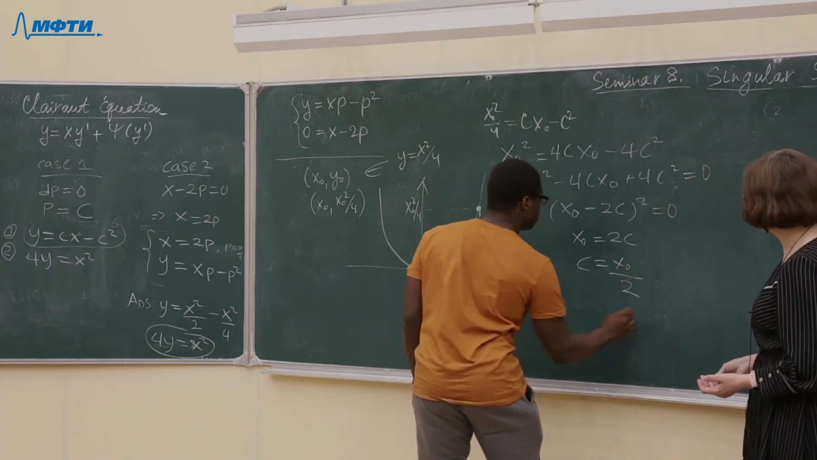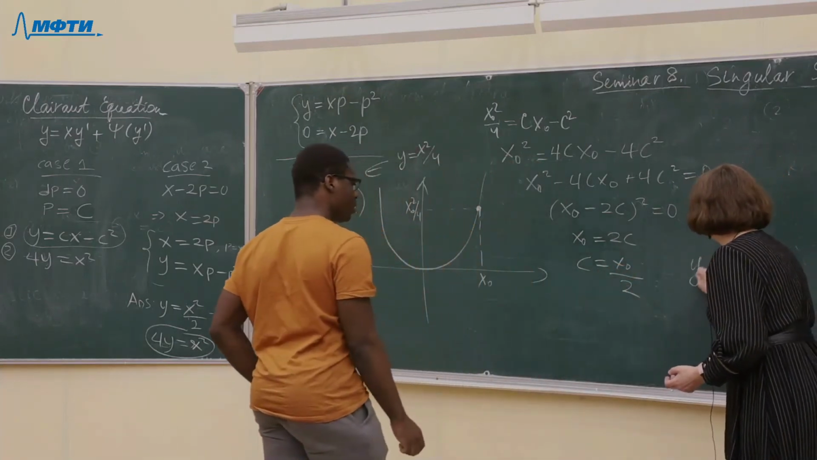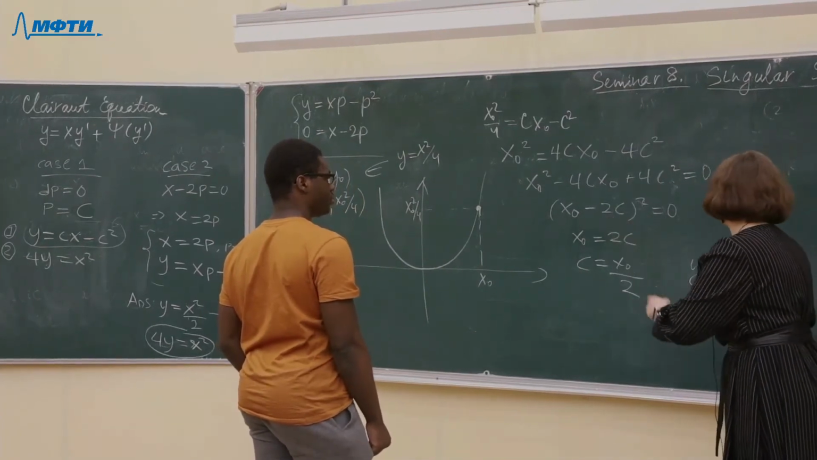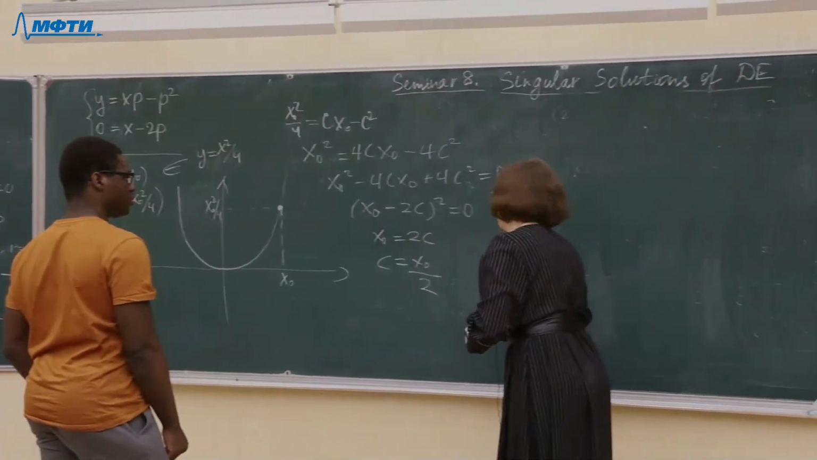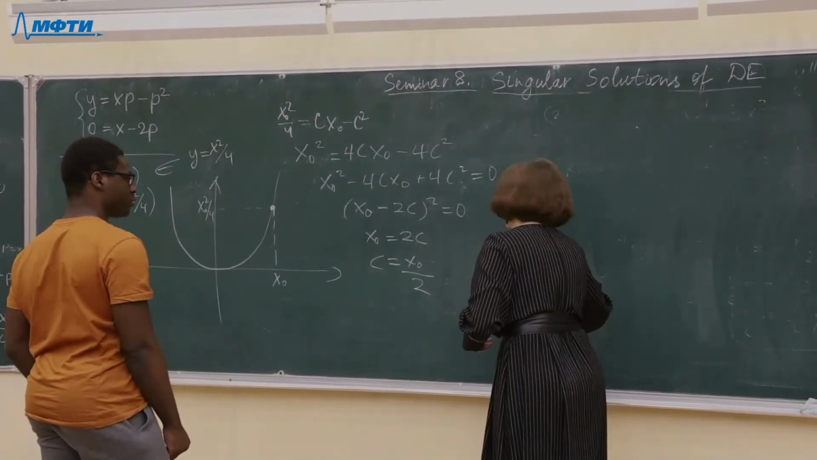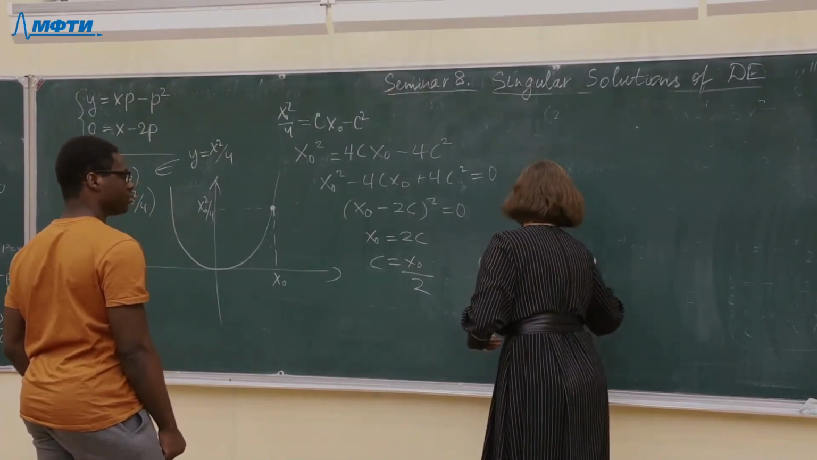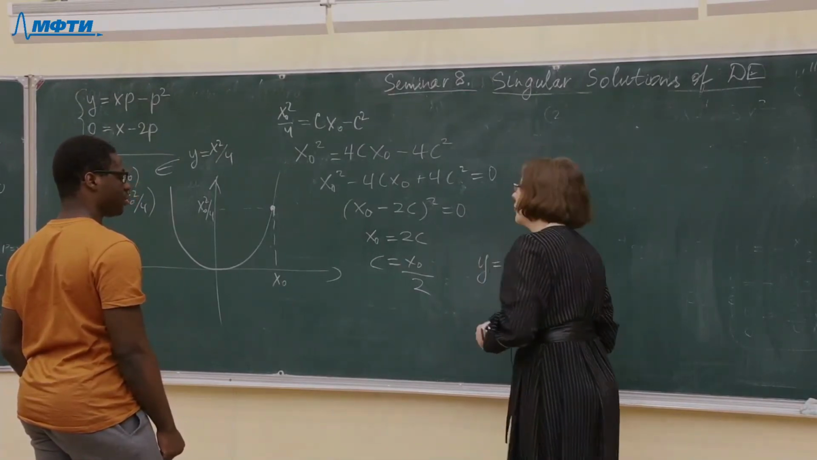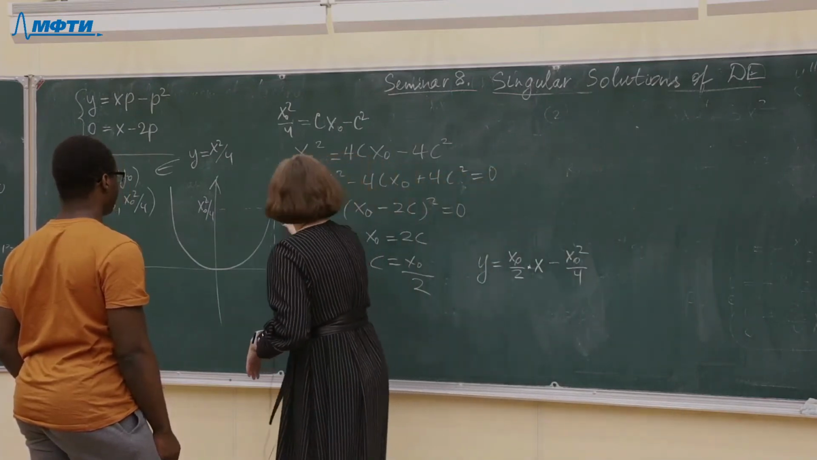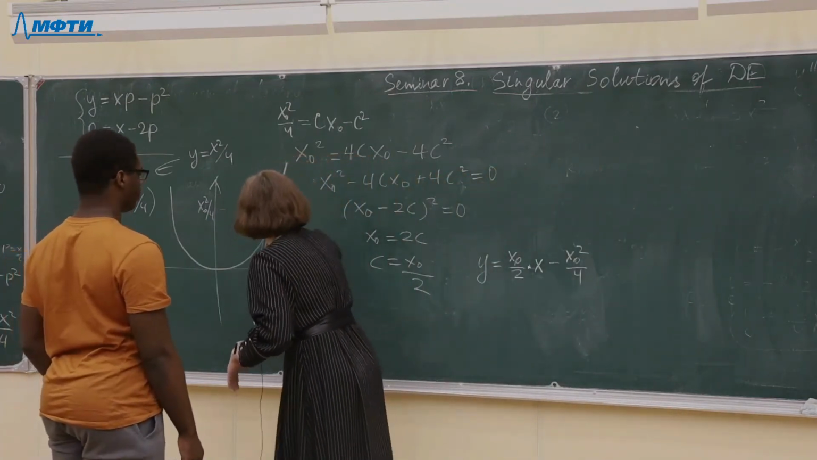So we know the curve passing through this point is a straight line. The straight line having the equation y equals x0 over 2 times x minus x0 squared over 4 passes through the same point. I think it's something like this.